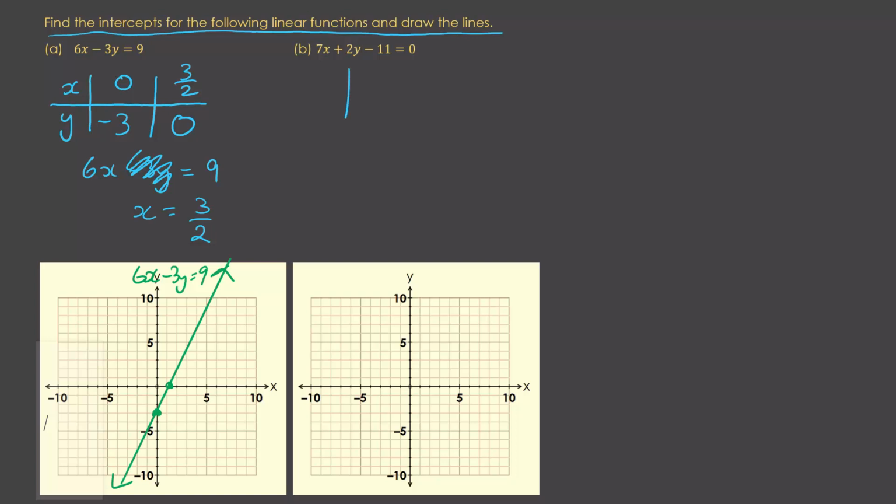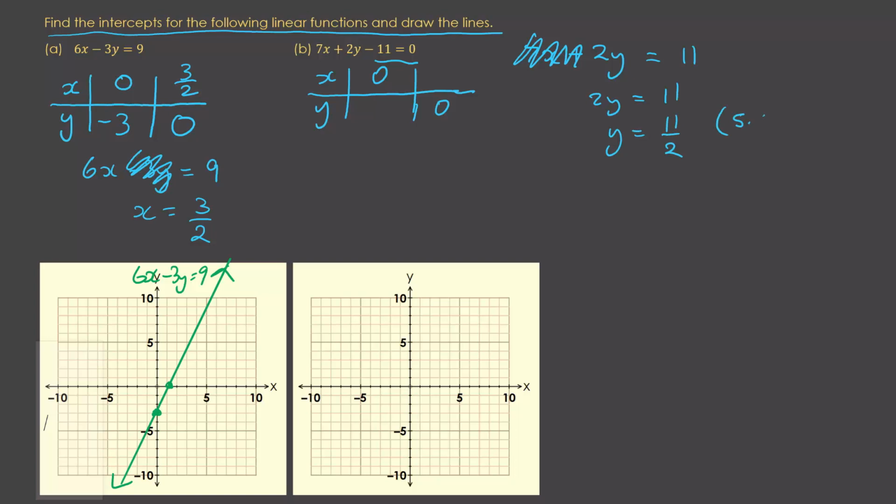So do the same for the next one. If we're using the intercept method, x is 0, y is 0. And I might just start with this one by adding 11 to both sides here. And so it's like that. Now if x is 0, clearly that disappears and we get 2y equals 11.